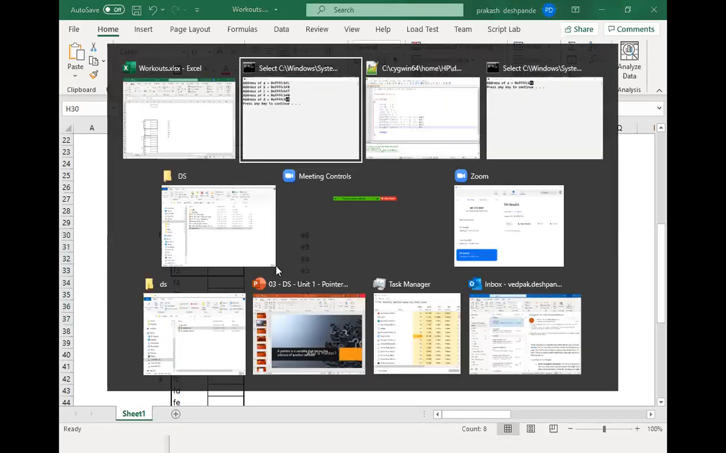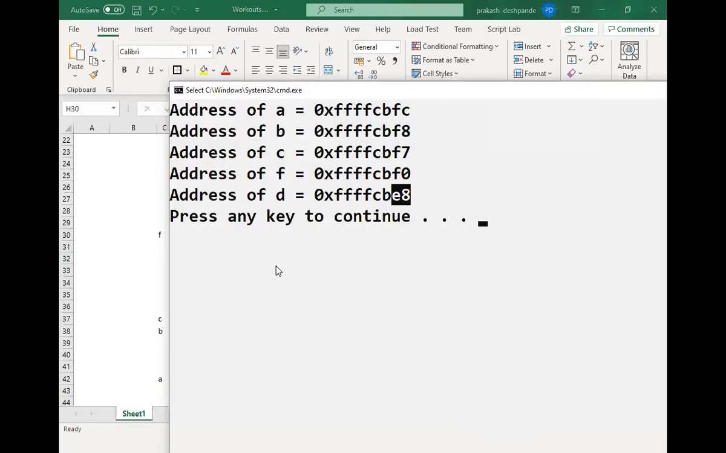I hope you are able to make out the concept of addresses here and how memory is allocated for variables. Any doubts, students? Any confusions? No, sir. Sir, I have a doubt. Yes, go ahead.